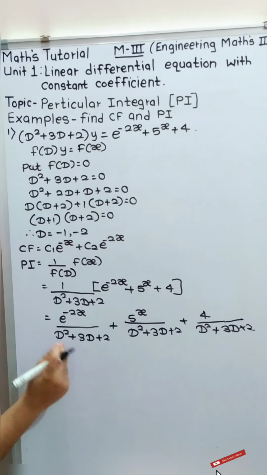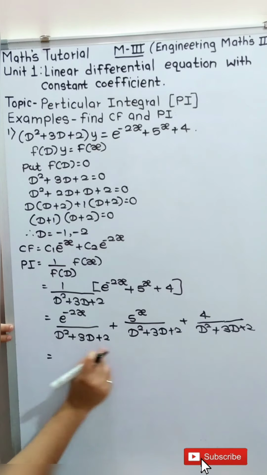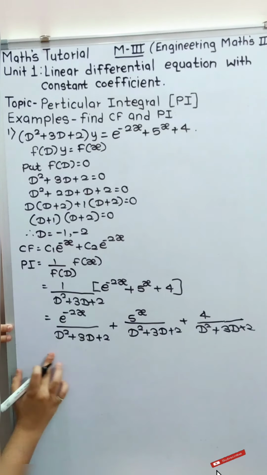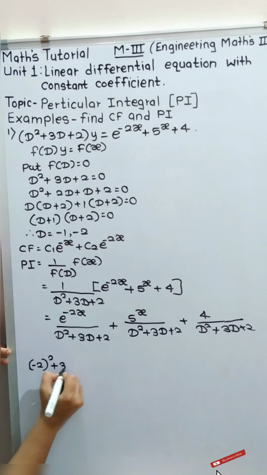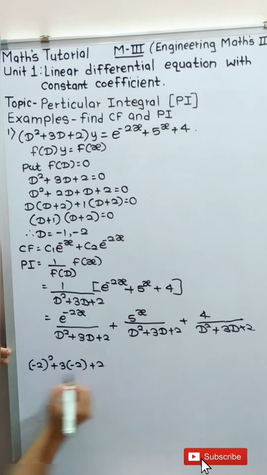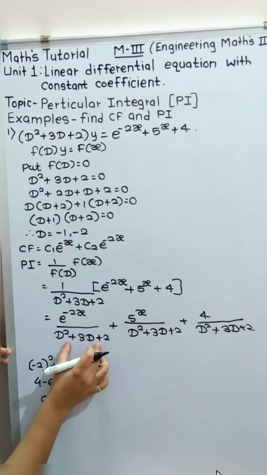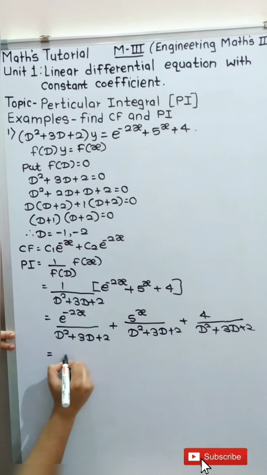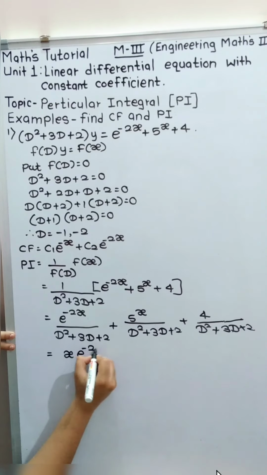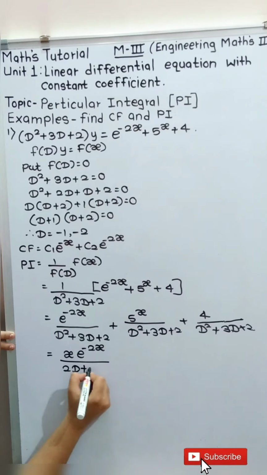Okay, so put D is equal to minus 2. If f of D is equal to 0, then find its derivative. So we first find the value of f of D: minus 2 square plus 3 into minus 2 plus 2 means 4 minus 6 plus 2, which is 0. So if it is 0, then our rule is x e raised to minus 2x upon f dash of D, that is, 2D plus 3.